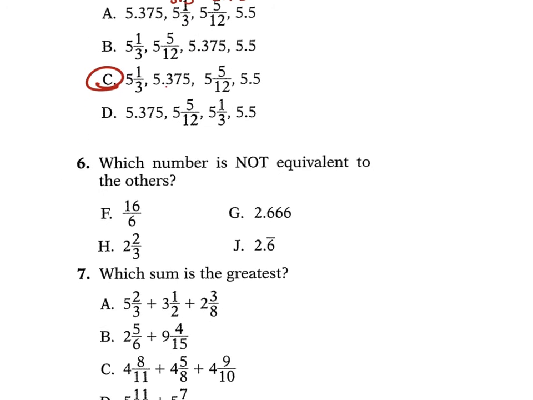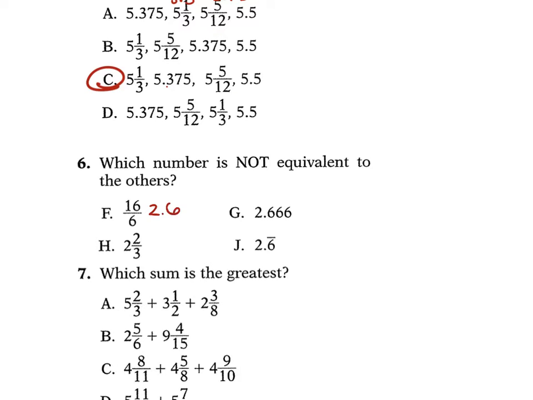For 6, it asks which number is not equivalent to the others. So we have 16 over 6, which if we simplify that, turn into a decimal, that's 2.6 repeating. The rest of them are 2.6 repeating except G.